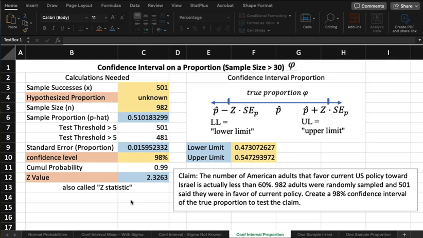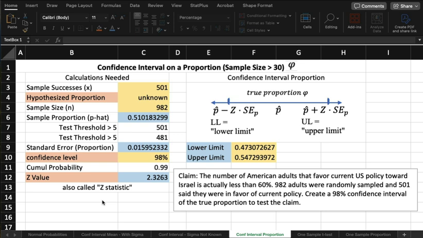This is a continuation of our statistics series using Excel and other tools. We're going to continue our topic on confidence intervals. We did 2 videos on the confidence interval for a mean, for a population mean. And now we're going to talk about confidence interval on a proportion.